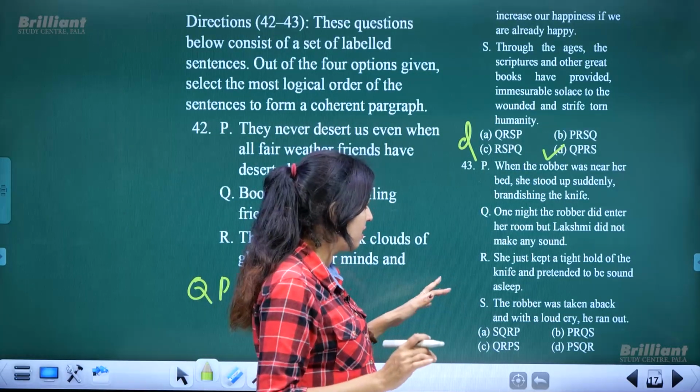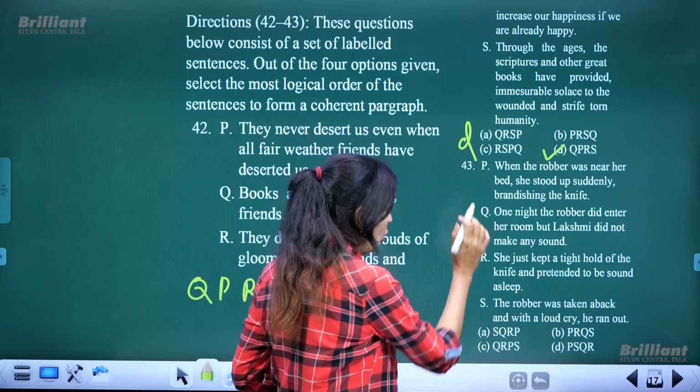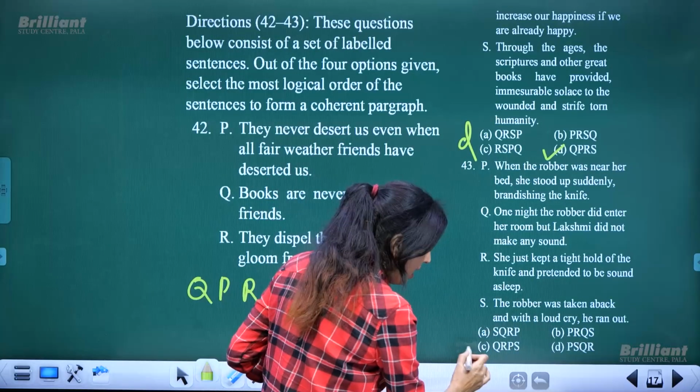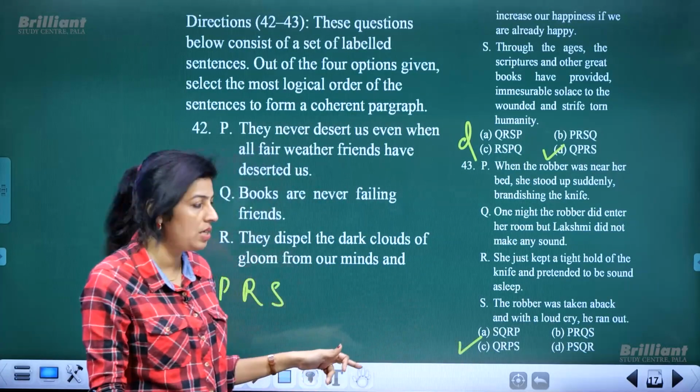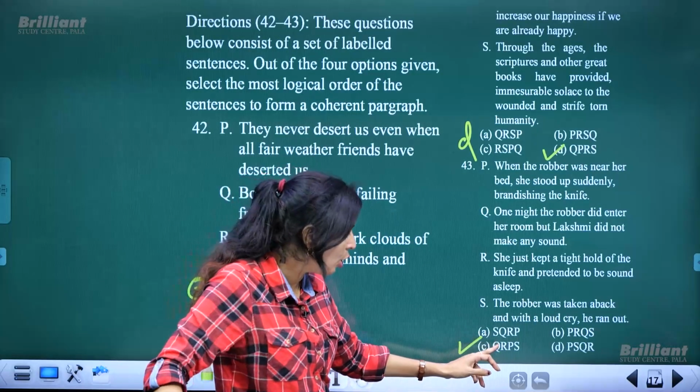The next is "when the robber was near." We cannot start with that. "One night." So, we can start with Q. And fortunately enough, we have only one option that started with Q. So, without wasting any more time, we can select that blindly.